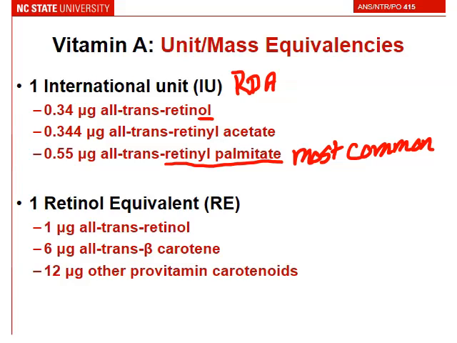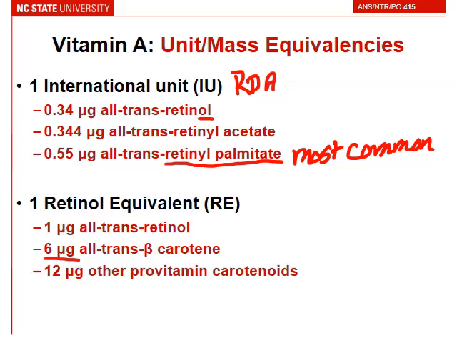So we also have retinol equivalents. This is what we're utilizing to compare the provitamin A activity of the carotenoids. So an RE is going to equal 1 microgram of all-trans retinol. If we want to convert our beta carotene, our all-trans beta carotene, 6 micrograms is going to be equal to 1 RE. So you can see that it actually is not as potent. It does not have as much vitamin A activity as retinol does.